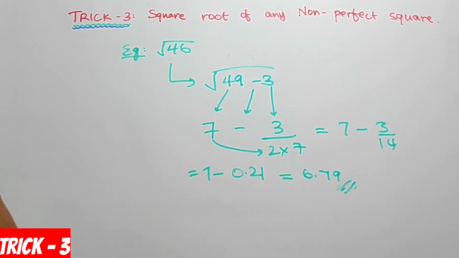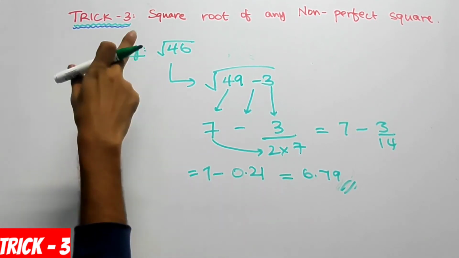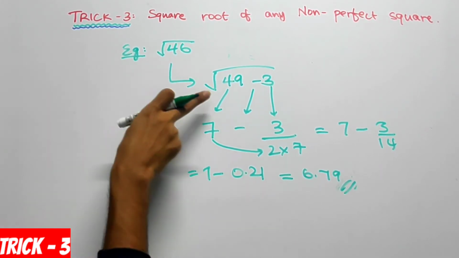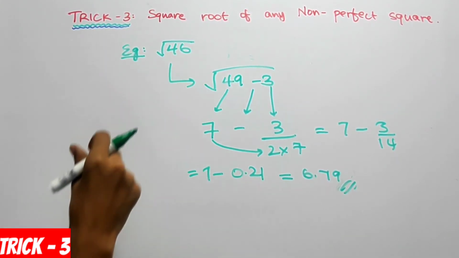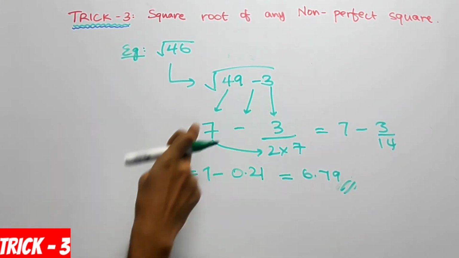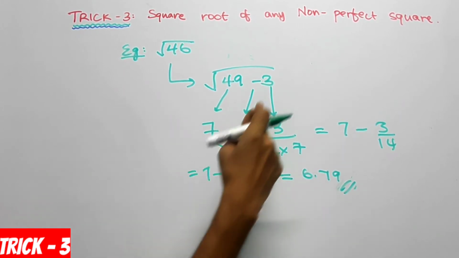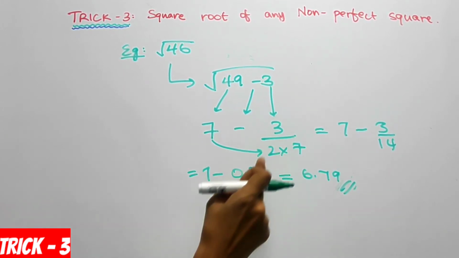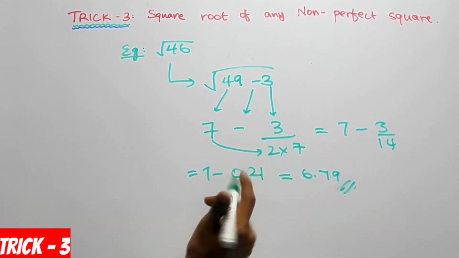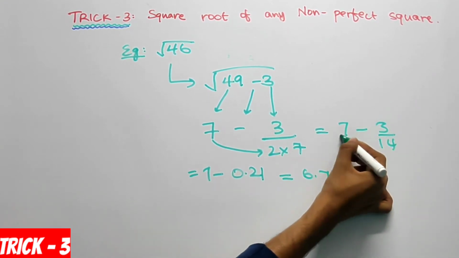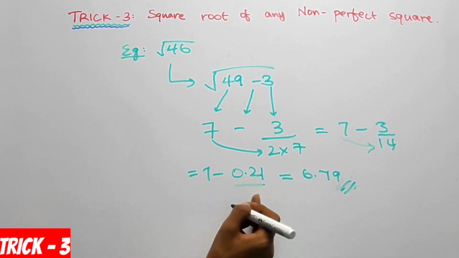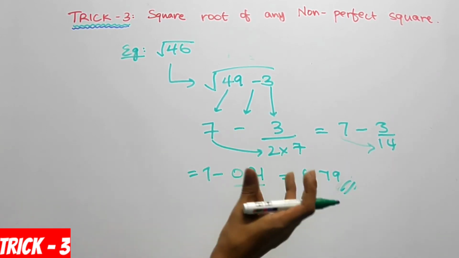Now I will be doing a short recap on what we did and all the steps that we performed. So this number root 46 had to be represented in terms of its nearest perfect square number. So 49 is the nearest perfect square number, hence 46 could be represented as 49 minus 3. So root over 49 minus 3, we took the square root of 49, which was 7. We brought the 7 down with the negative sign as well as the 3, and in the denominator we had 2 into 7. Now 7 minus 3 divided by 14, 3 by 14 is the value of 0.21. Now 7 minus 0.21 gave us the value of 6.79.